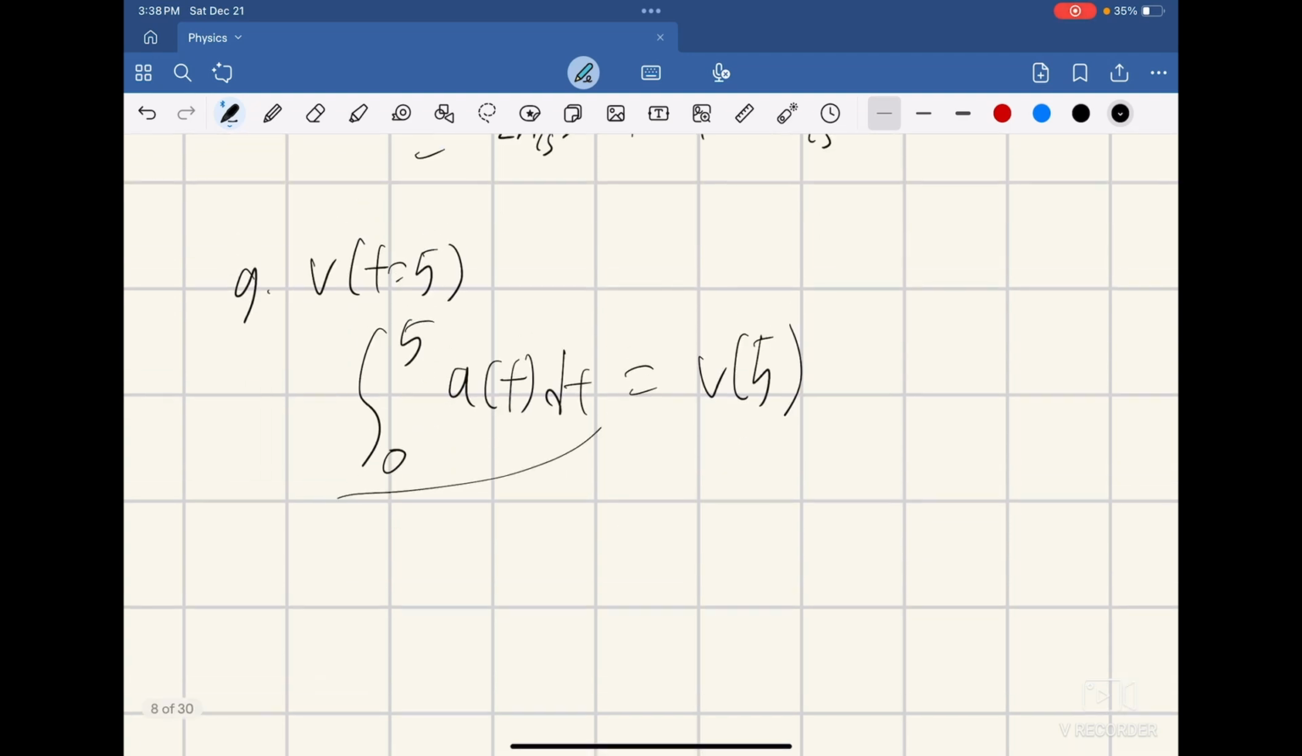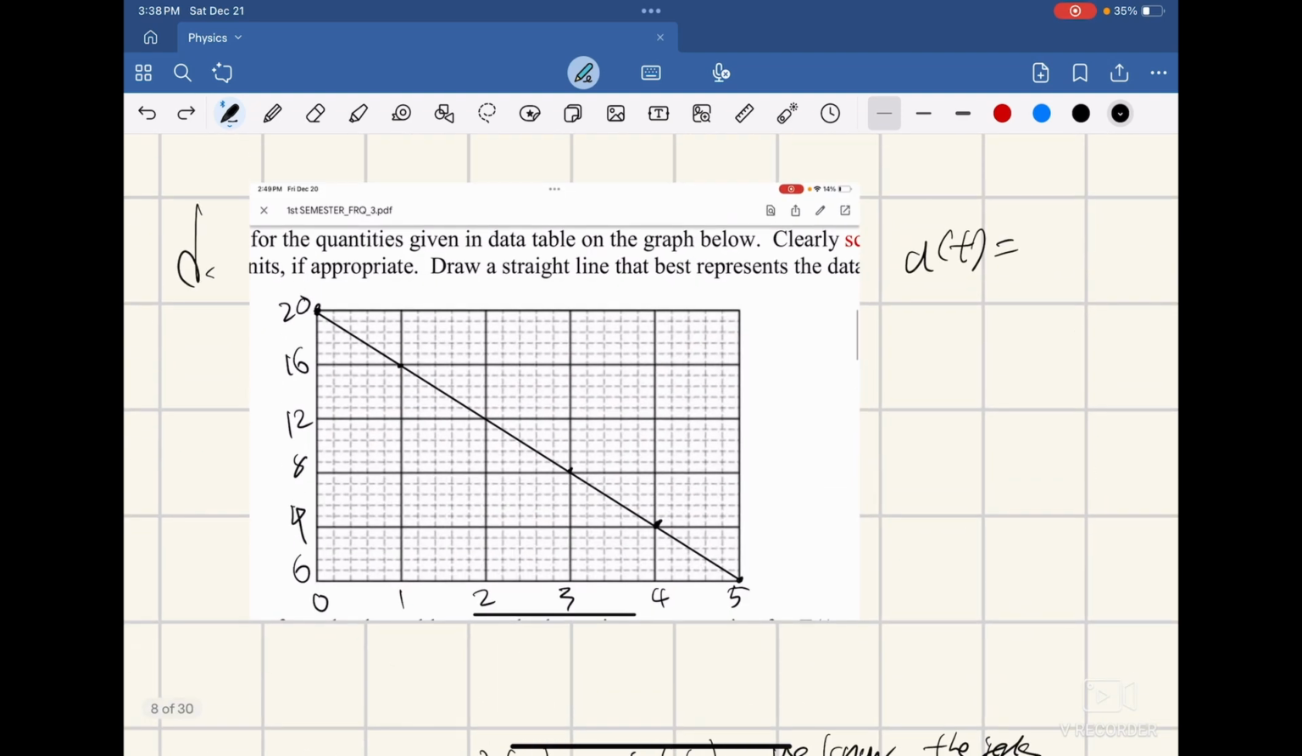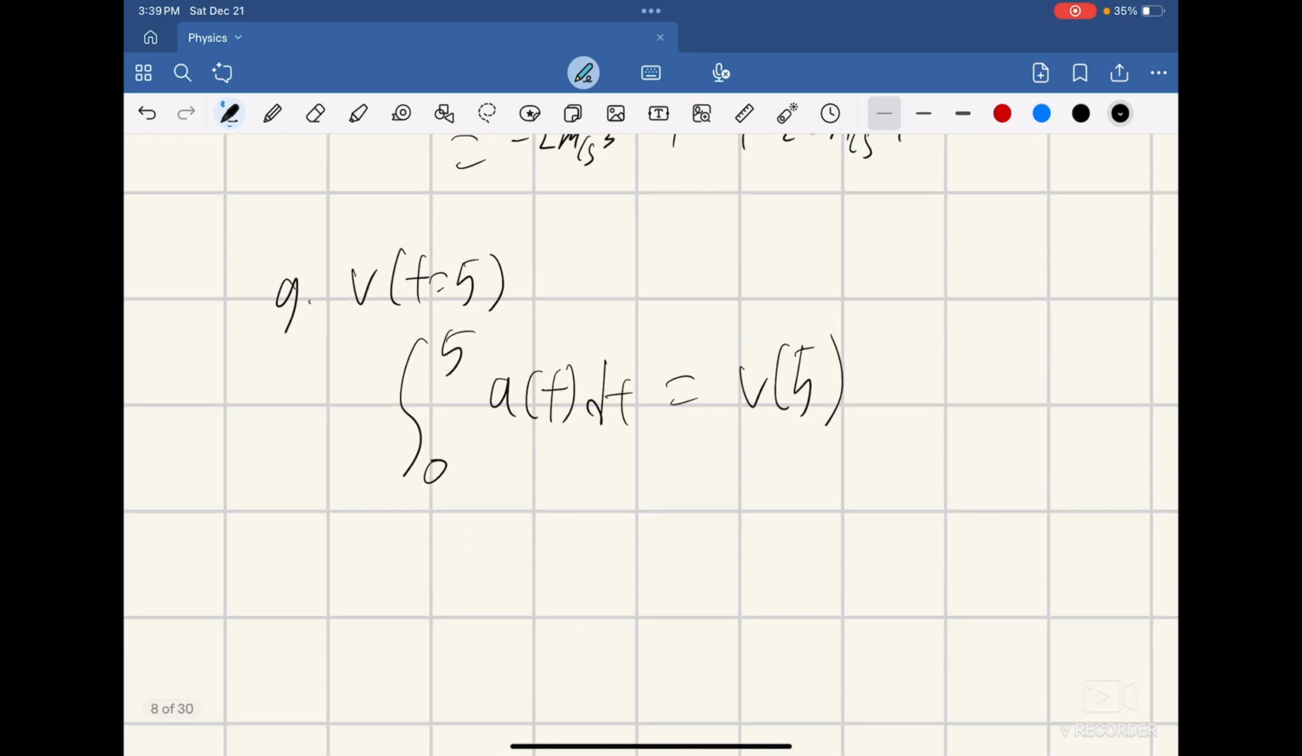So what is this integral? Looking at the graph, what we know is that the integral of a graph is just the area under the curve. So it's just all of this. And since it's a linear function, we can find the area by using the triangle formula, which is 1/2 b times h, where base is 0 to 5, so 5, and height is 0 to 20, so it's 20. So the area here, all of this, is just 50. So the integral from 0 to 5 of a of t is just 50 meters per second, which is equal to v of 5.